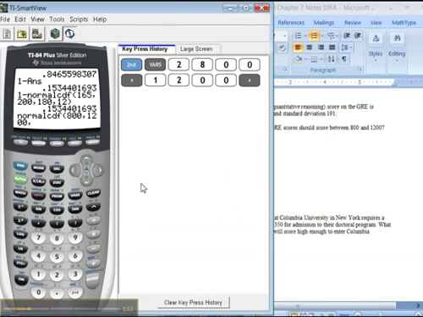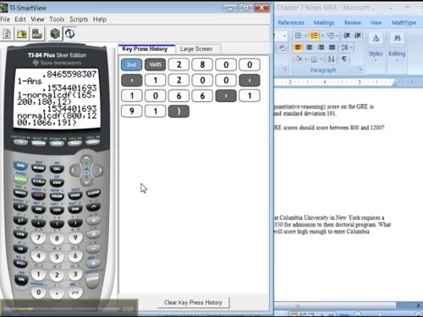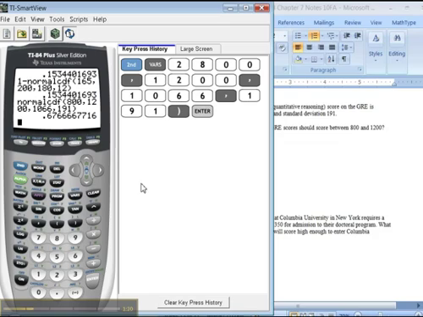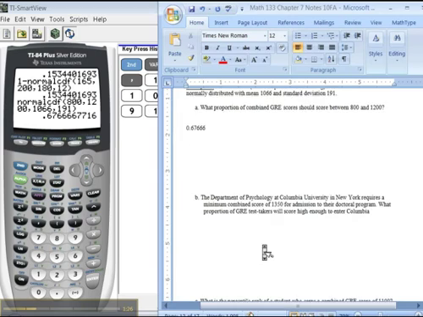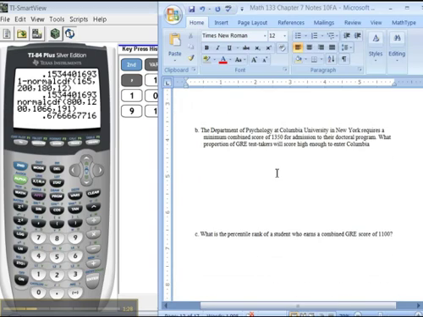So we want 1066, 191, enter. There you go. Done. 0.67666, and so on. Next, the Department of Psychology at Columbia requires a minimum score of 1350. Minimum. So they want that or higher, right? What proportion of students are going to be that high?